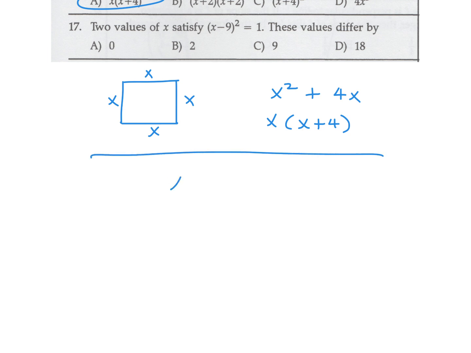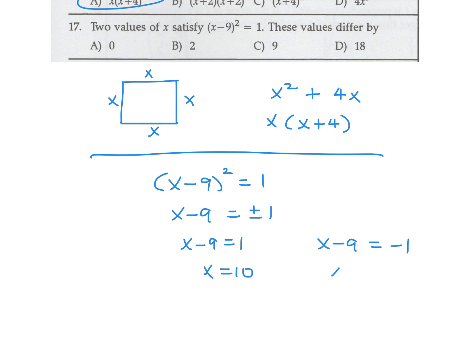So if x minus 9 squared is 1, then that means that x minus 9, if we take the square root, will be plus or minus 1. So either x minus 9 equals 1 or x minus 9 equals negative 1. This means x is 10, and this means x would be 8. And therefore these two values differ by 2. And I think that is all they're getting at there, so the answer would be B.